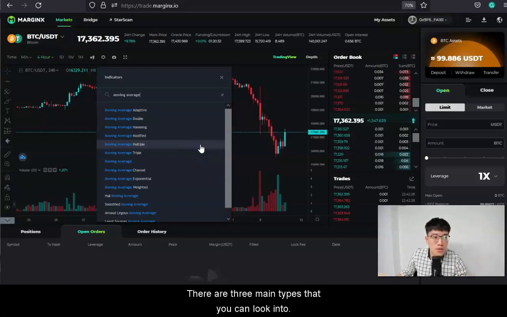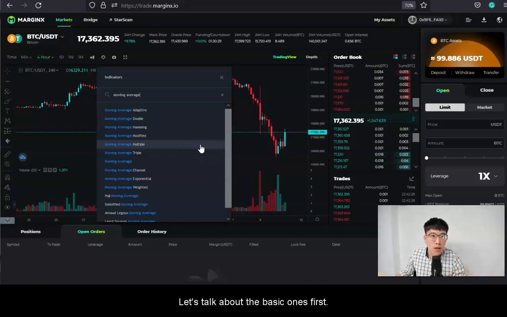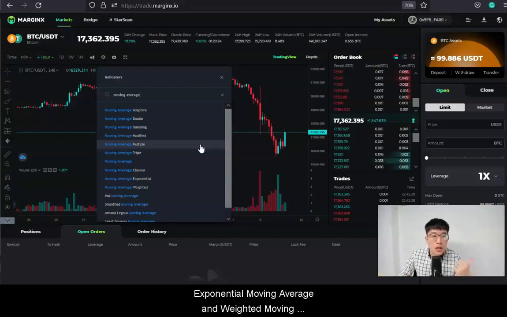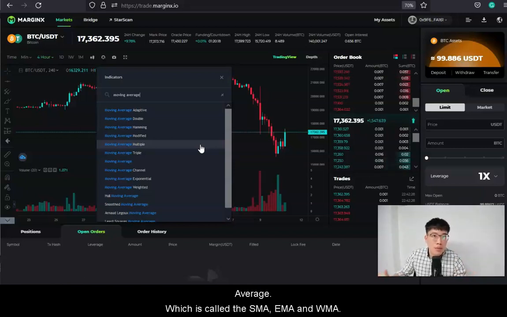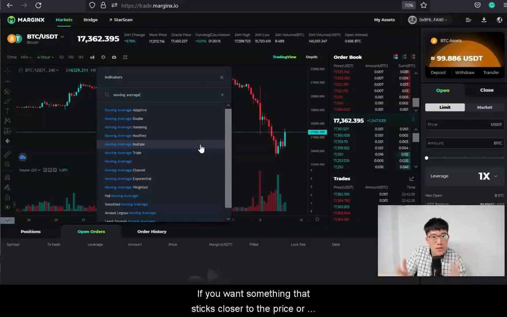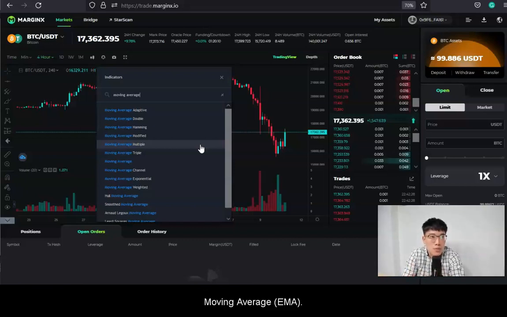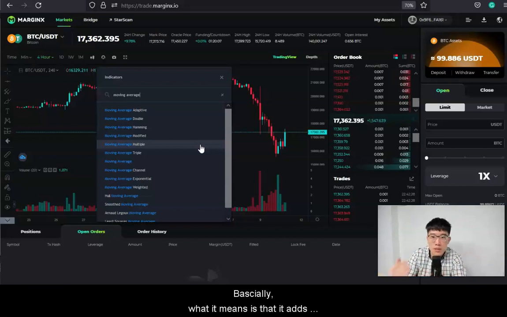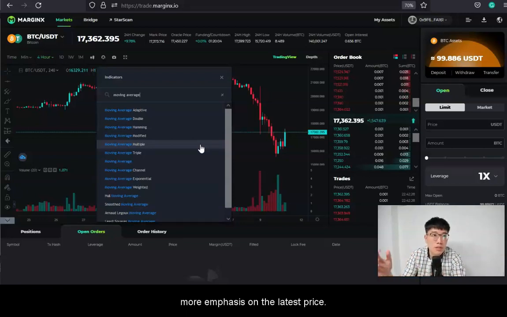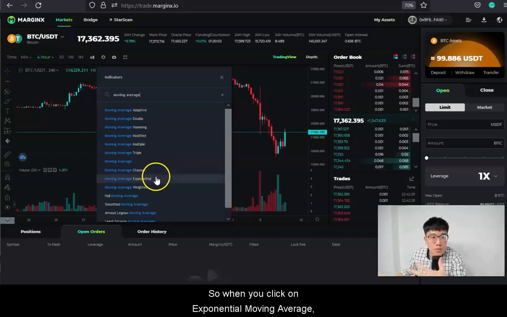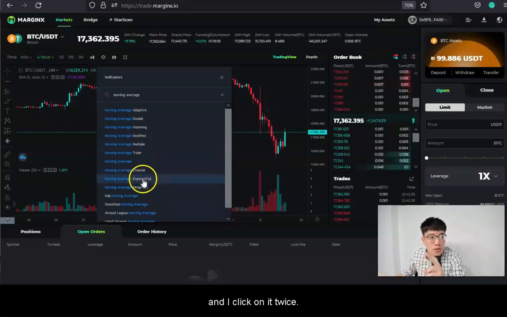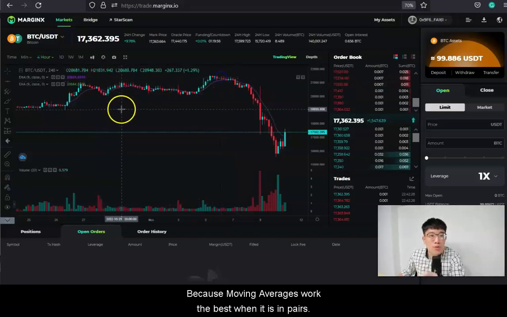There are three main types that you can look into. Of course there are a few more, but let's talk about the basic ones first. They are the simple moving average, exponential moving average, and weighted moving average, called the SMA, EMA, and WMA. If you want something that sticks closer to the price action, choose the exponential moving average. Basically it adds more emphasis on the latest price. So when you click on exponential moving average, for example, I click on it twice, because moving averages work best in pairs.